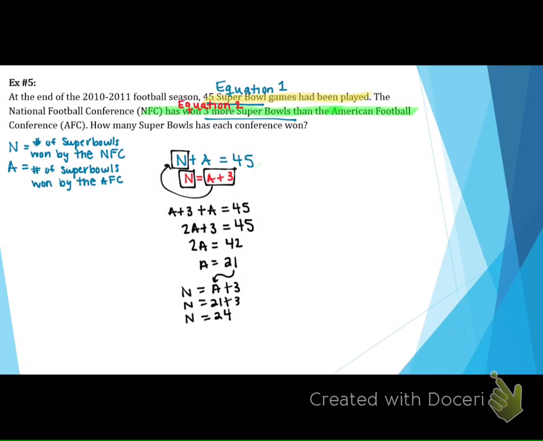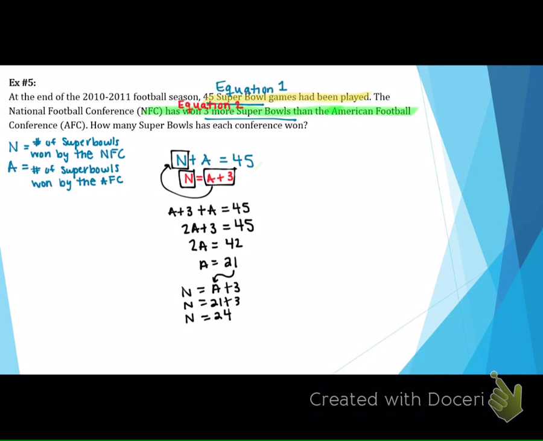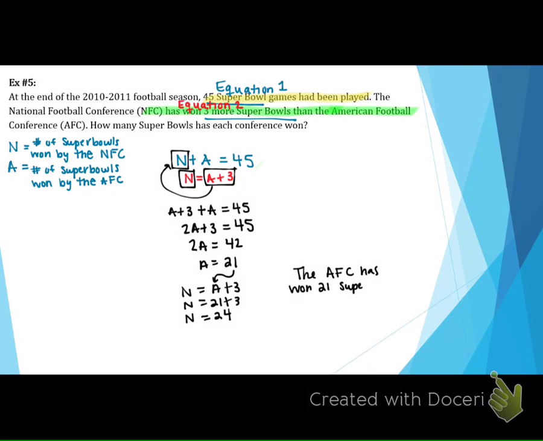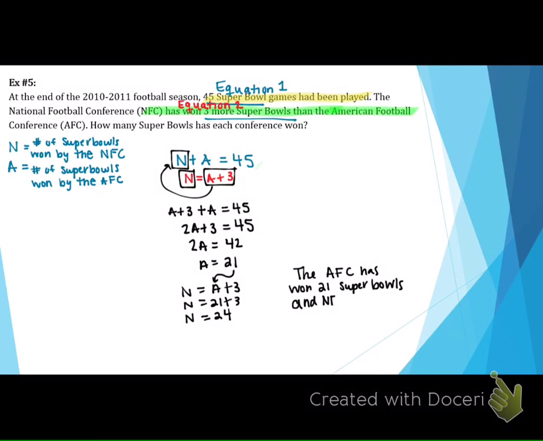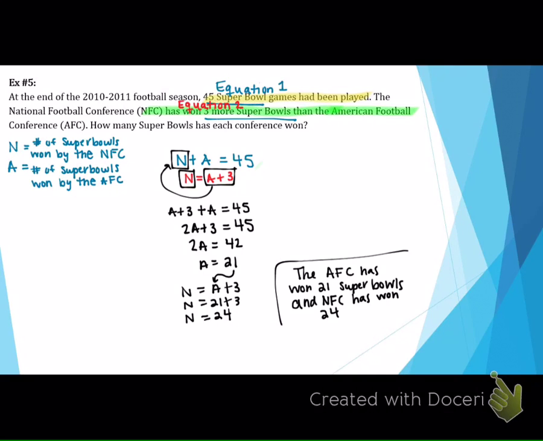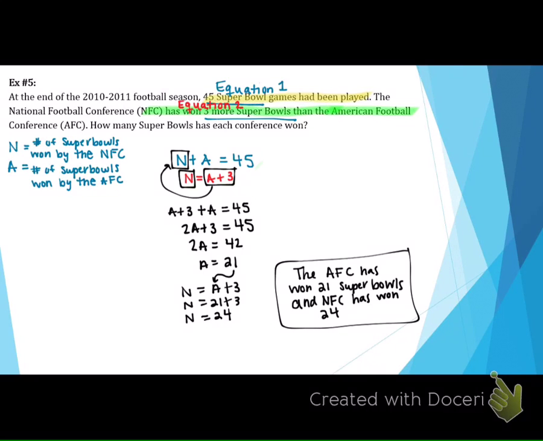So since it starts as a word problem, you need to write your answer up as a sentence. So you'll say the AFC has won 21 Super Bowls. And the NFC has won 24. All right, look at that and see if you have questions for me before we go on to the back page.